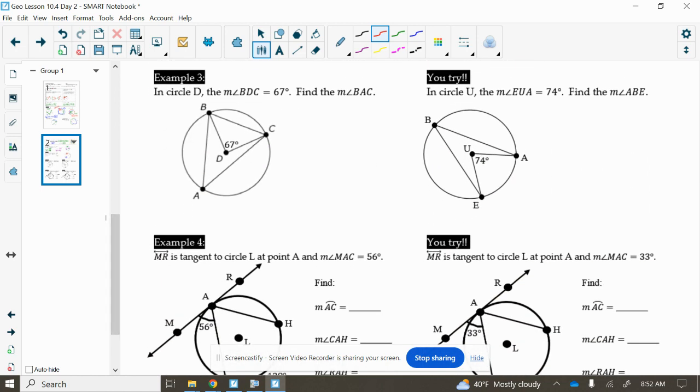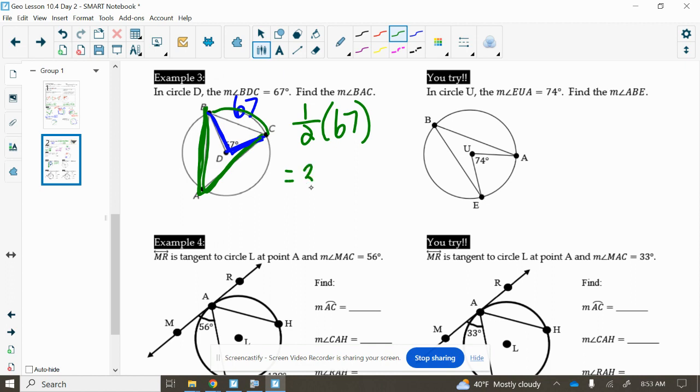All right, in example 3 down below, we are given the measure of angle BDC is 67 degrees, and we want to find the measure of angle BAC. Well, 67 degrees is a central angle, right? And so we know that arc BC has to be the exact same and be 67 degrees. However, our angle on the circle is going to be half of that measurement. So half of 67 would make our angle 33.5 degrees.